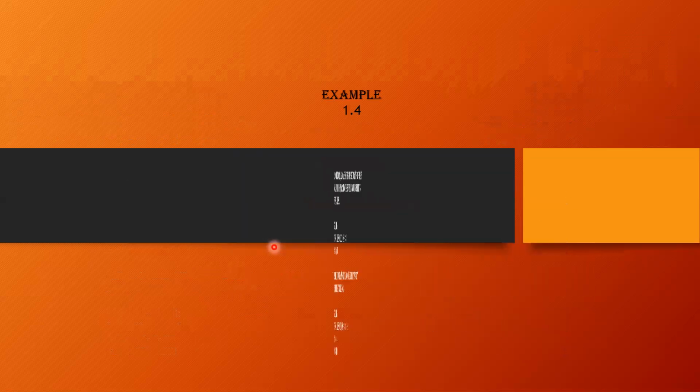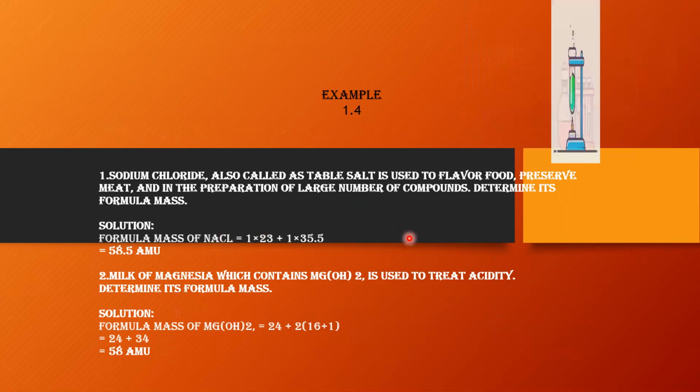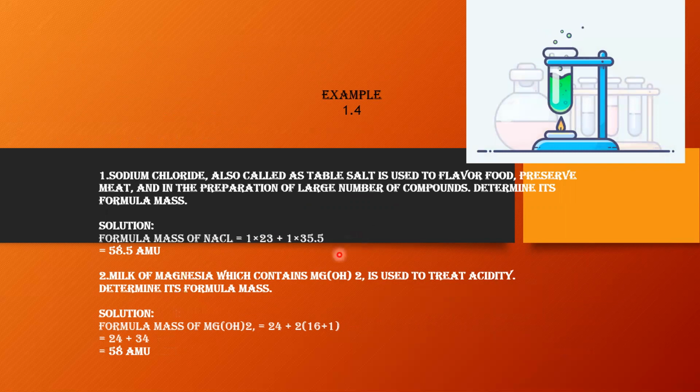Example 1.4. So first one is sodium chloride, which is also known as table salt, which is used to flavor food, preserve meat, and in the preparation of large number of compounds. Determine its formula mass. So NaCl, atomic mass of sodium is 23 and atomic mass of chlorine is 35.5. So overall the formula mass of NaCl is 58.5 atomic mass unit.